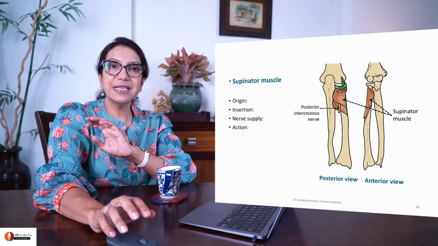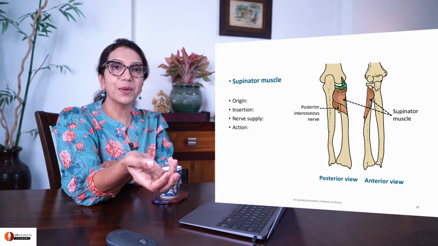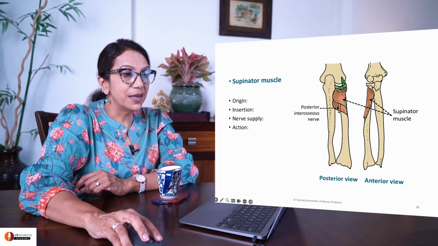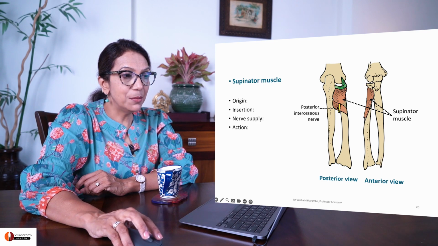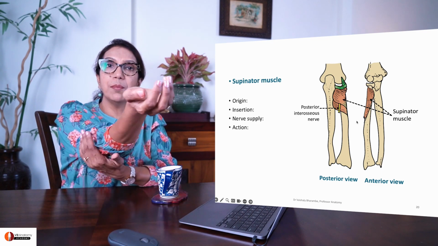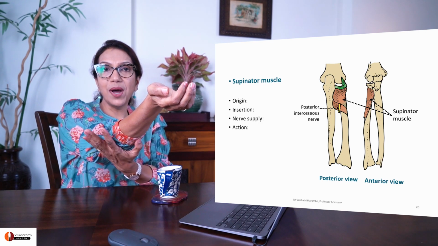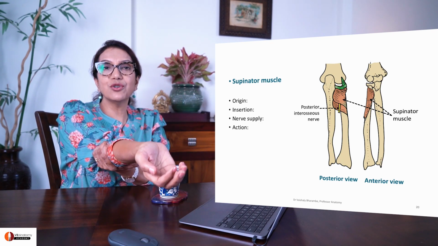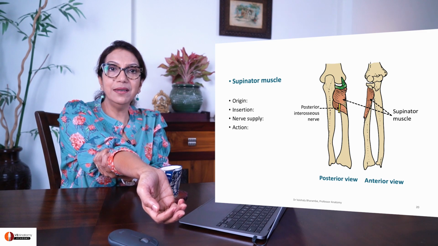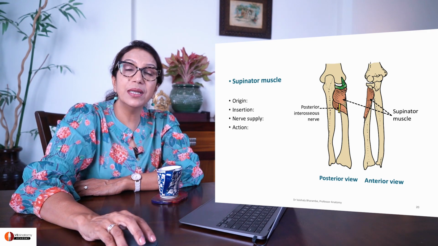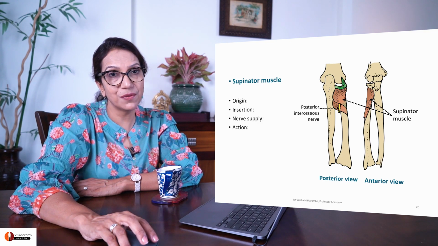The supinator is a little different because it's quite deep, taking origin from ulna, from annular ligament, radial collateral ligament. The muscle just winds around the upper part of the radius, somewhat like my hand, takes origin, winds around the radius and gets attached on the radius in this manner. Okay, so it gets attached to the upper 1/3 of the anterior surface of radius.